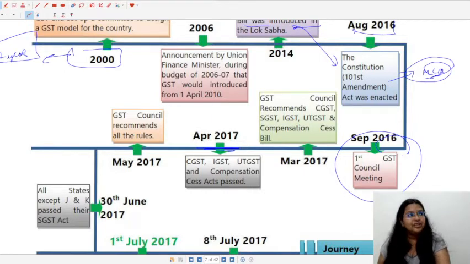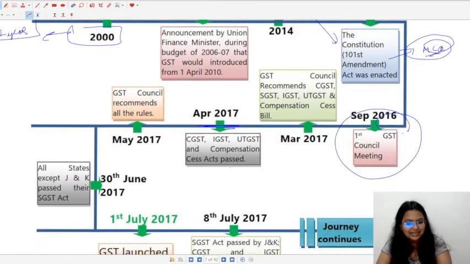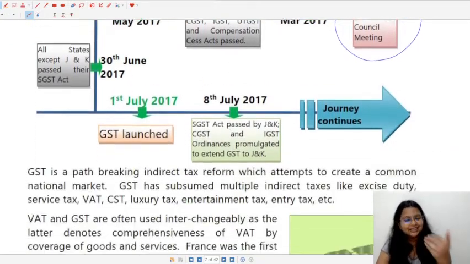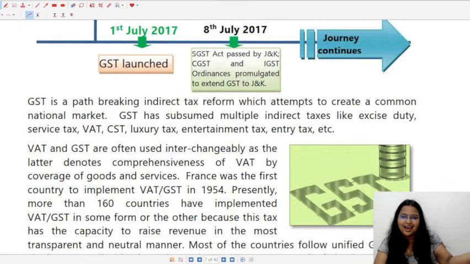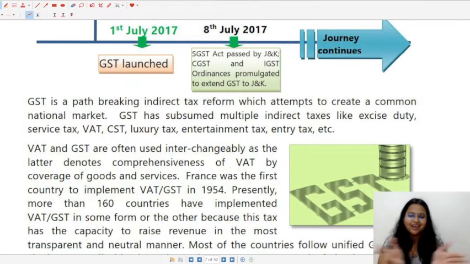So ma'am, but we said that GST is implemented in the whole of India including Jammu and Kashmir. Yes, because Jammu and Kashmir passed this bill on 8th July 2017. Okay, so on 1st July 2017, GST launched. This journey is continuing, which we are seeing, and we have evidence of this journey also.